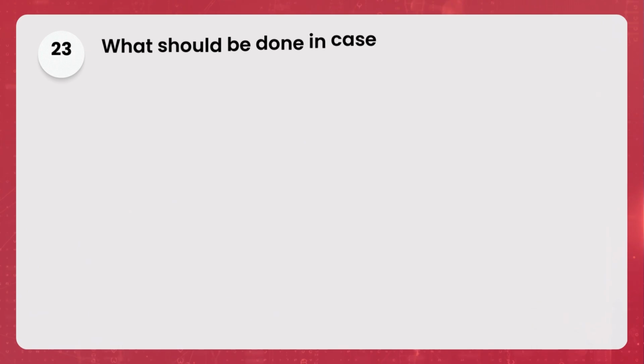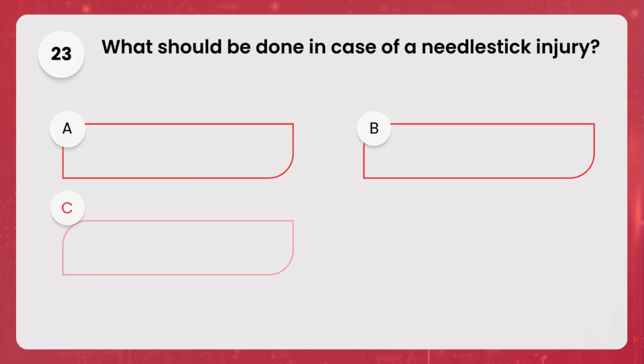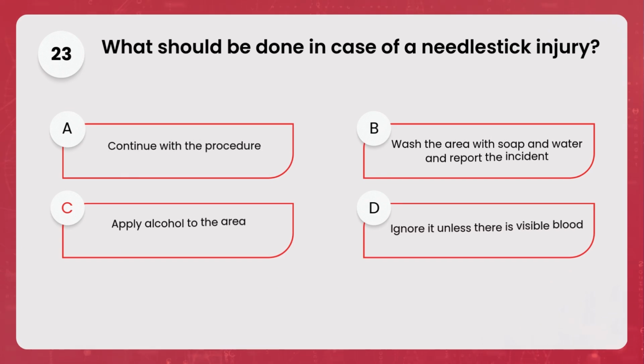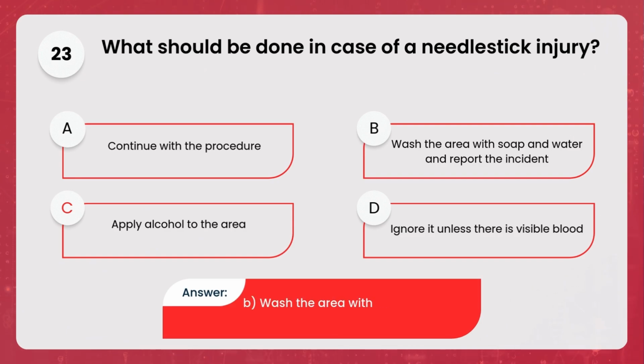Number 23. What should be done in case of a needle stick injury? A. Continue with the procedure, B. Wash the area with soap and water and report the incident, C. Apply alcohol to the area, D. Ignore it unless there is visible blood? The answer is B. Wash the area with soap and water and report the incident.